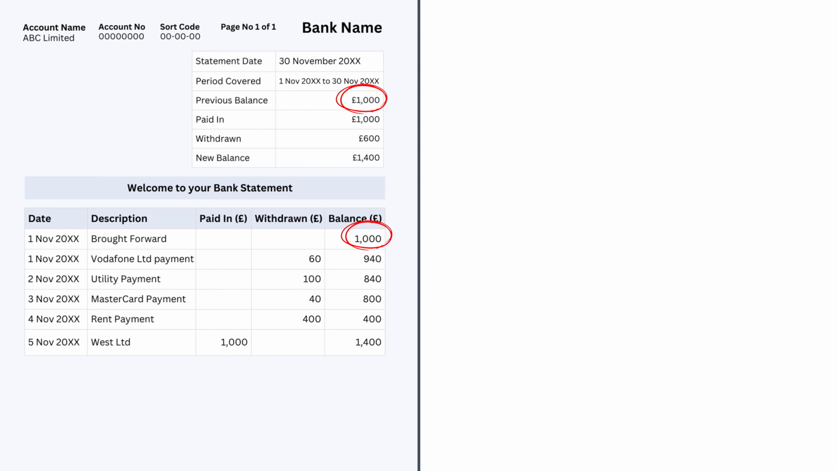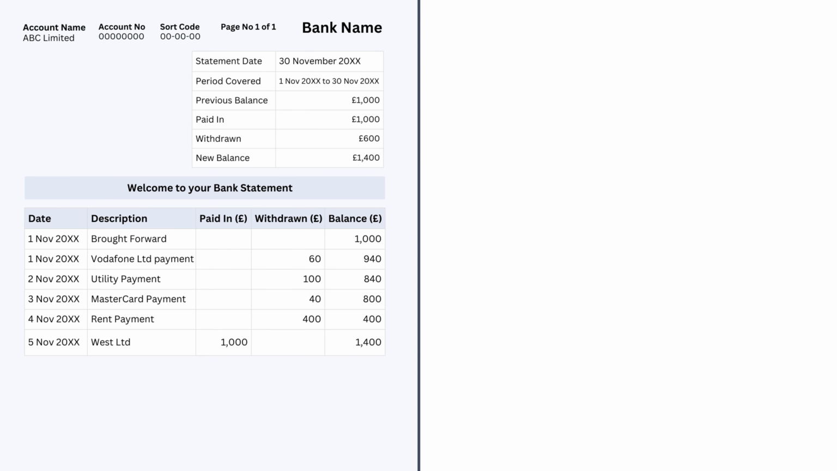The bank statement shows an opening balance, a list of transactions, and a closing balance at the end of the period. The paid-in column shows money coming into the bank account. This could be customer payments received, cash deposits, or transfers received. When money is paid in, the bank balance increases. The withdrawn column shows money leaving the bank account. These are payments the bank has made on behalf of the business. When money is withdrawn, the bank balance decreases.